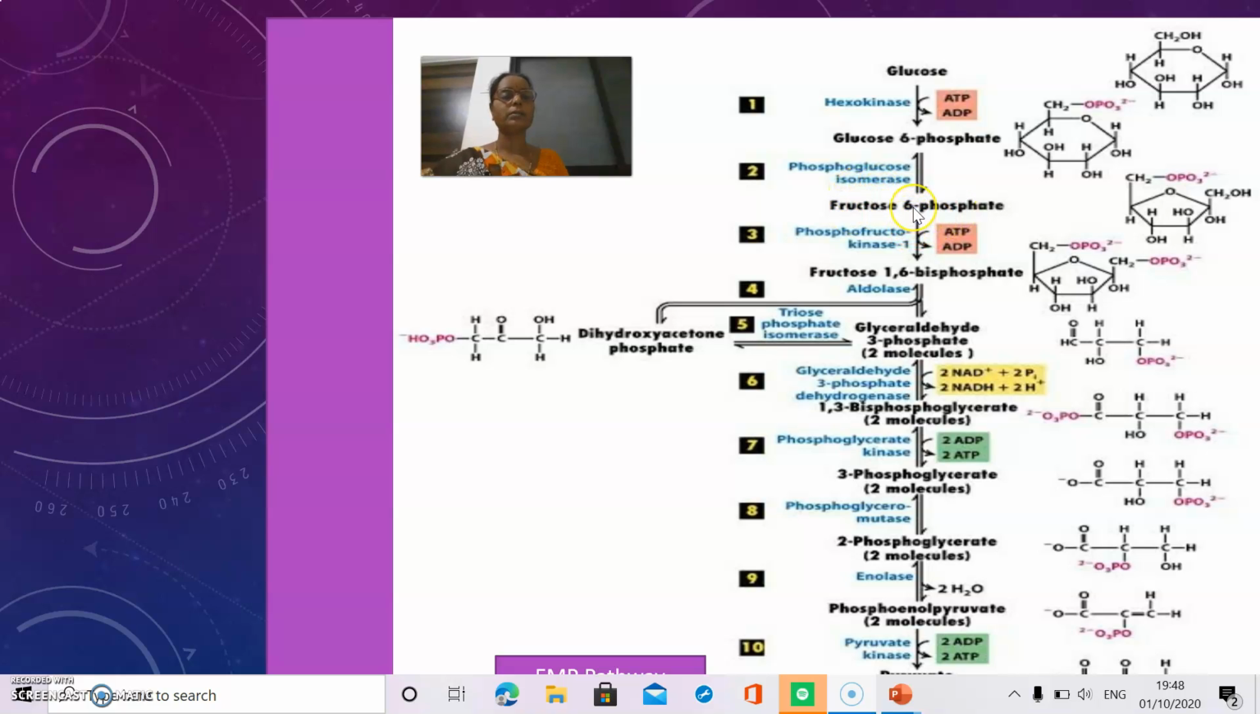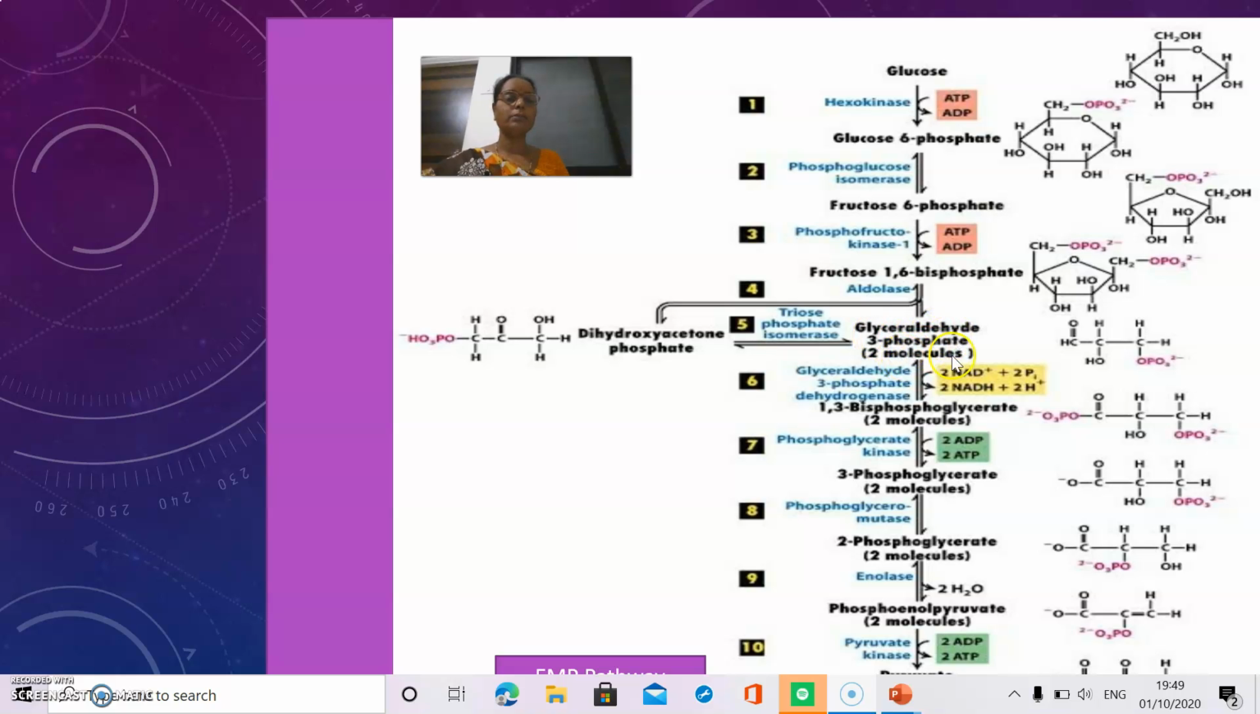Fructose 6-phosphate is phosphorylated to fructose 1,6-bisphosphate, and 1 phosphate is taken from ATP, and ATP is converted into ADP. The phosphofructokinase enzyme is involved. Here 2 phosphate molecules are involved. This fructose 1,6-bisphosphate cleaves to dihydroxyacetone phosphate and glyceraldehyde 3-phosphate. Enzyme involved: aldolase. This glyceraldehyde 3-phosphate may convert into dihydroxyacetone phosphate and vice versa, and further reactions proceed from this cleavage, with involvement of these 2 molecules.